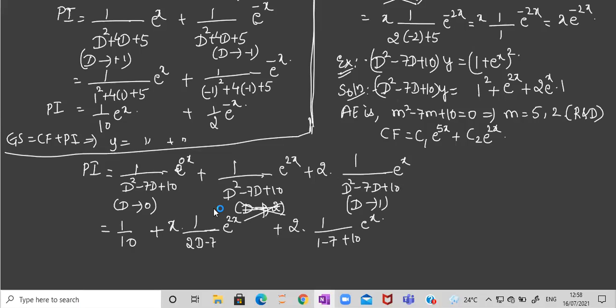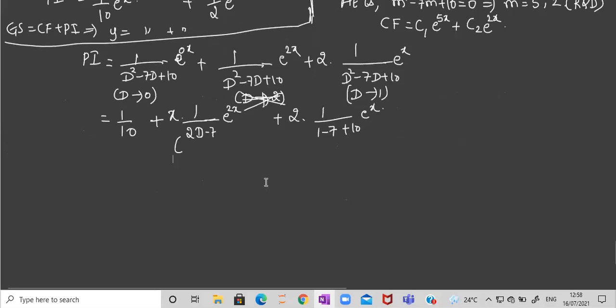What is the value? Now, can we replace here? Yes, ma'am, we can. By what? 2 only. Because for this term, the coefficient of x is 2. This is 1 by 10. I'll try to write directly. If d is 2, 2 2s are 4. 4 minus 7 is how much? Minus 3. So that I will adjust here.